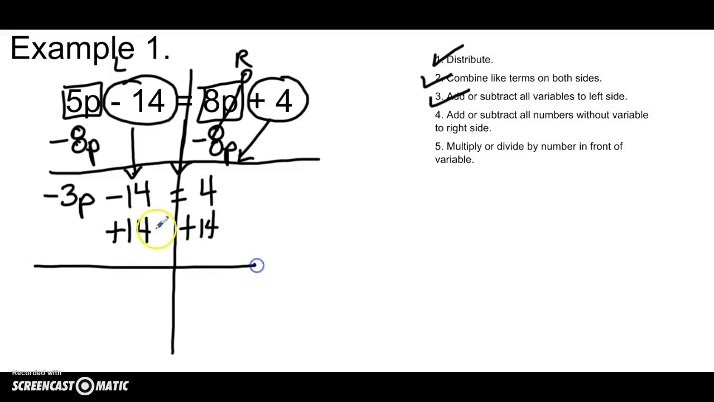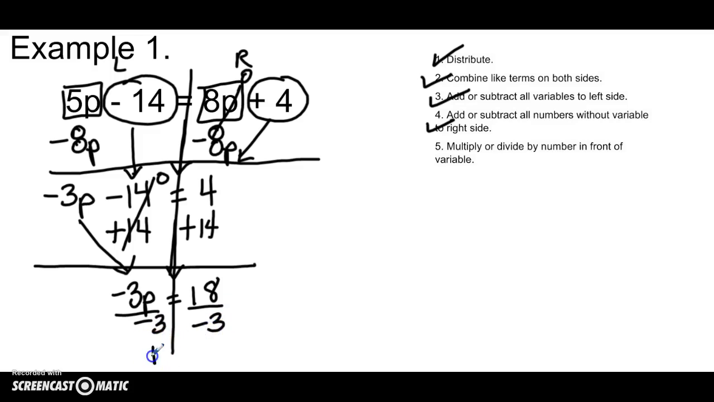When I do that, my 14s are going to cancel out, and I'll be left with a negative 3p, my equal sign here, and then 4 plus 14, which is 18. Step 4, check. The final step is to multiply or divide by the number in front of the variable. So I'm going to go ahead and divide both sides by negative 3. And that'll leave me with p equals negative 6.